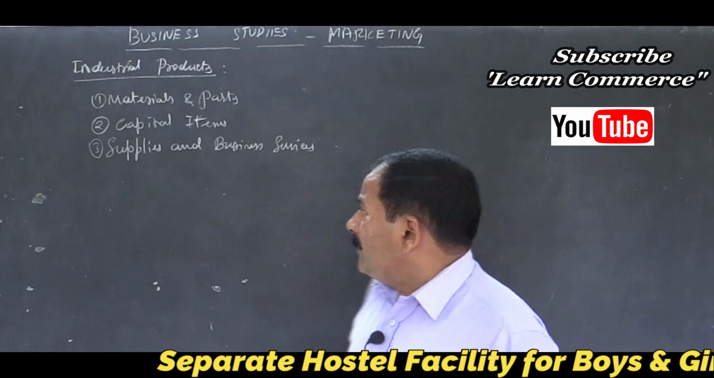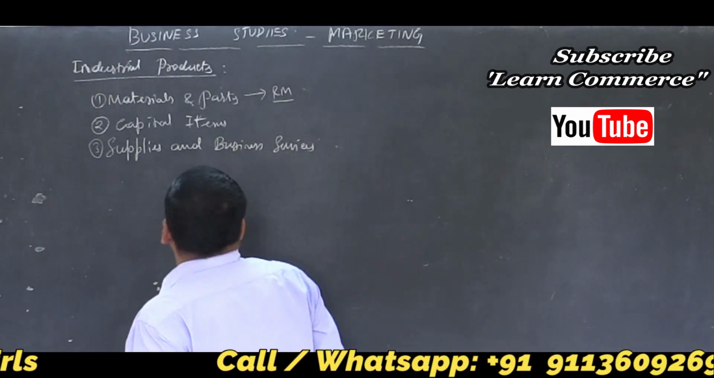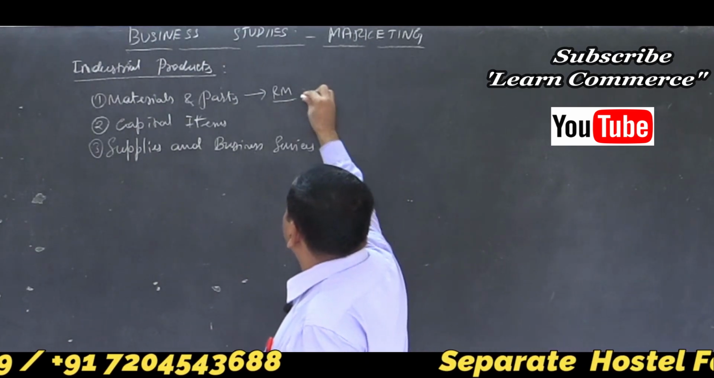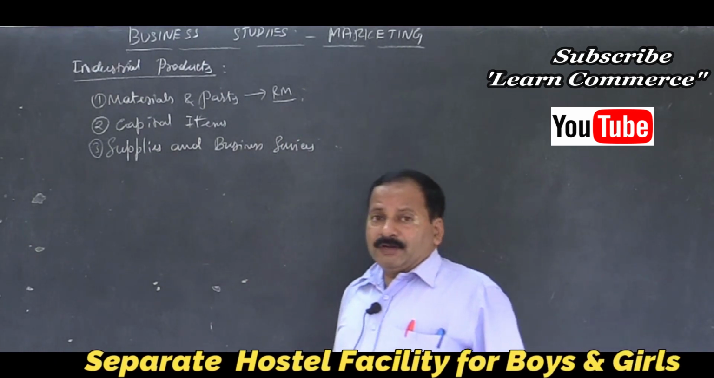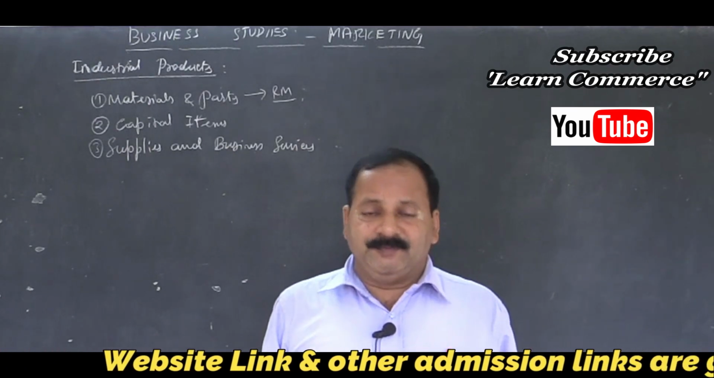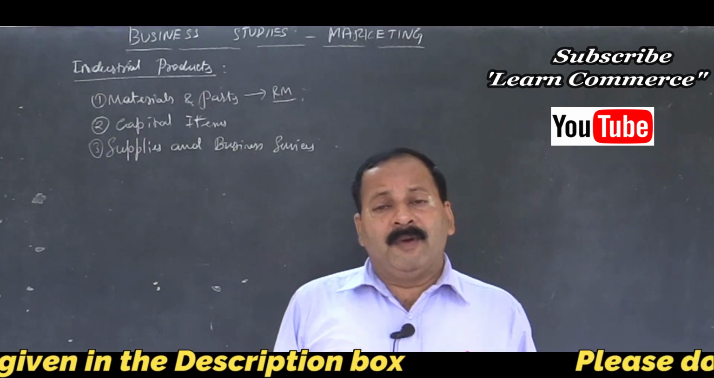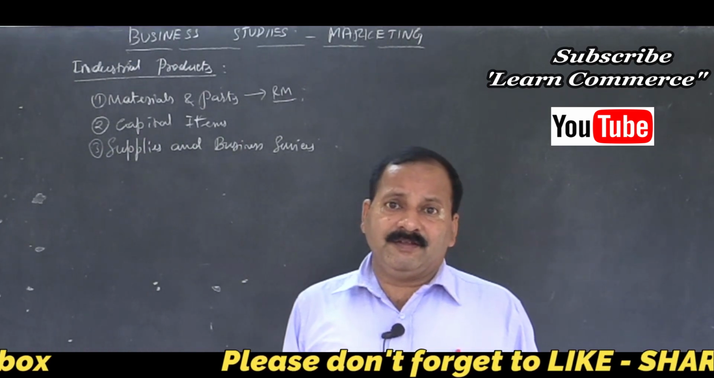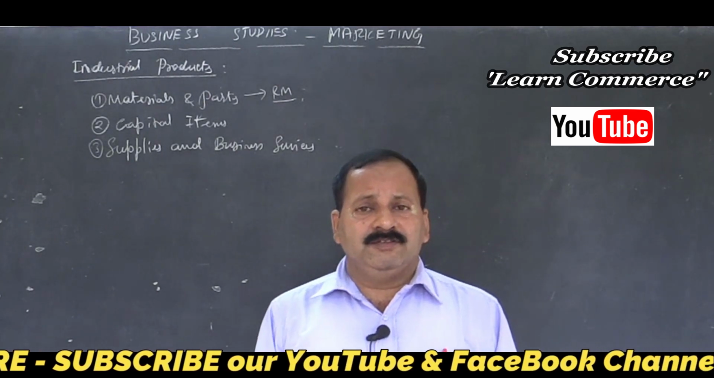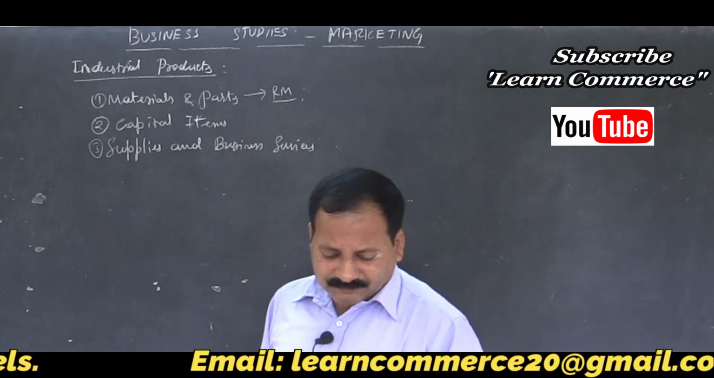Materials and parts. What do you mean by material? Material means that is raw materials. Parts, that is which are required for assembling together and to sell it as a complete product to the consumers, isn't it? Like automobiles, tire, or any other that is material that is extra fittings that are required. Those are called parts, isn't it?